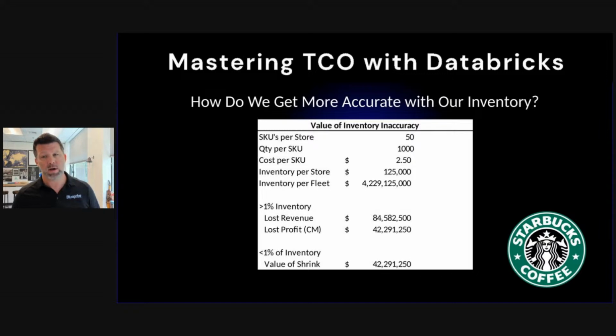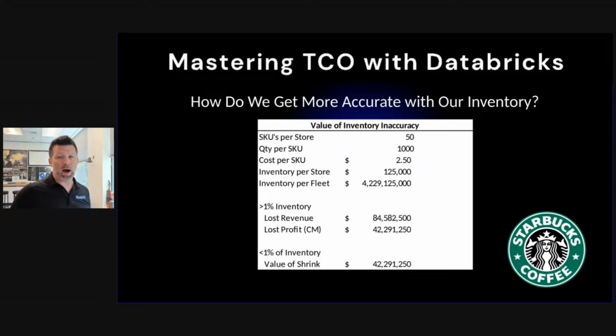The scenario that we're going to give right now is one where you either have not enough inventory on hand to sell, or you end up with extra inventory at the end of the day and you have to dispose of it. Okay. So the value of the inventory inaccuracy is what we're going to measure, and how do we get more accurate with our inventory?